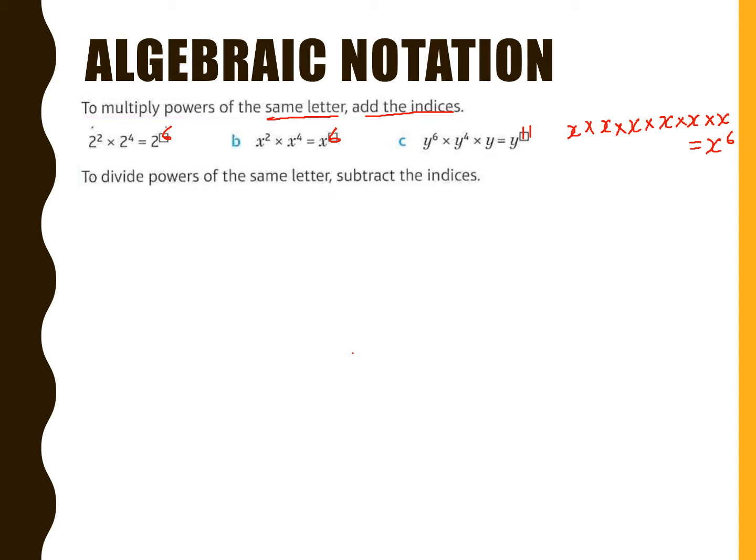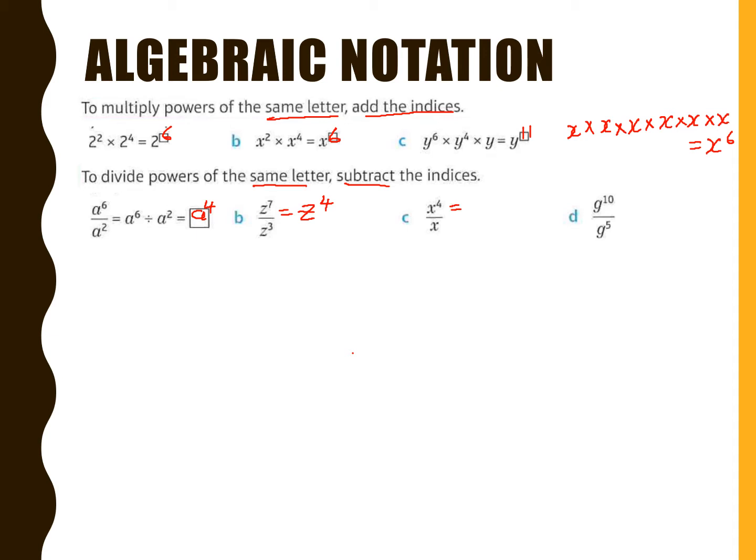To divide powers of the same letter, you subtract the indices. So remember, same letter, subtract. So in this case, it will be 6 minus 2. So that will give us a to the power of 4. This will be z to the power of 4. This is the same as well.